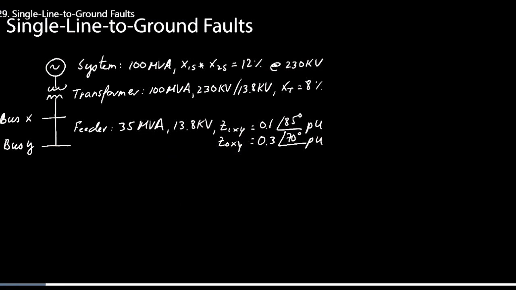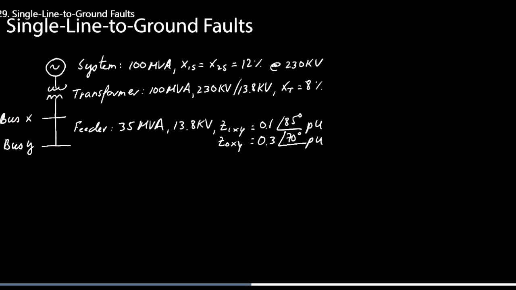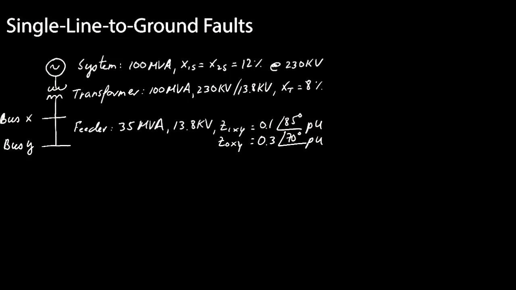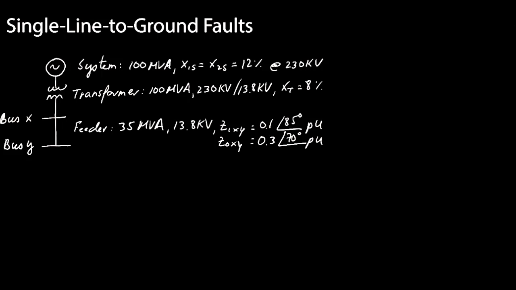Alright, so let's talk about how we can use the symmetrical components technique to calculate or analyze single line to ground faults. So the key in performing fault analysis by using the symmetrical components technique is to decompose the system into the sequence networks, which are independent of each other, and then we can interconnect them depending on the type of fault.